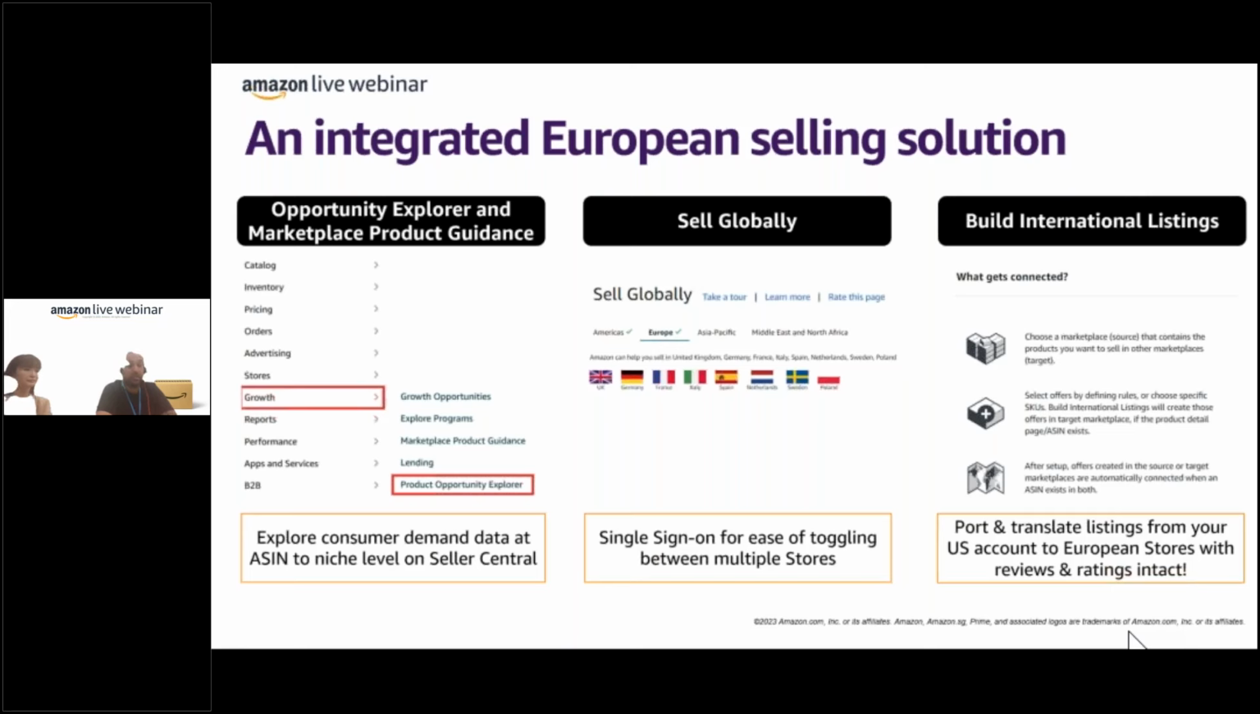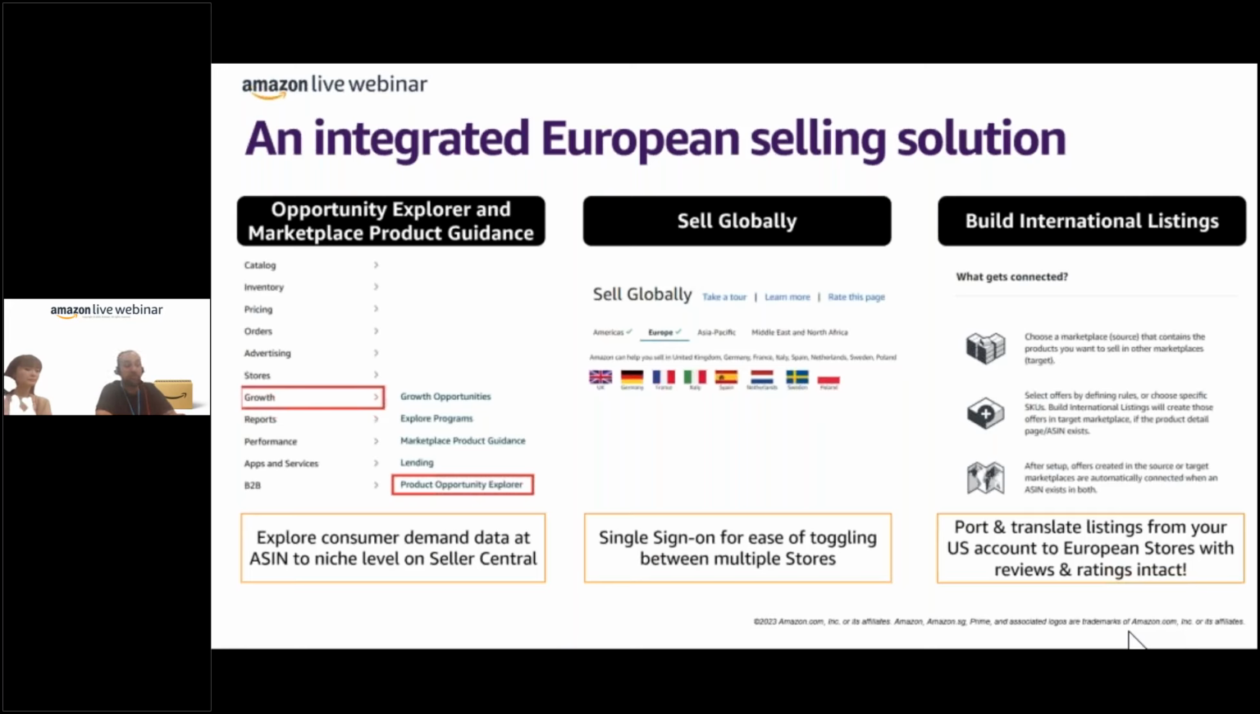Secondly, with Amazon Global Selling, you can reach hundreds of millions of new customers. List and sell your products on any of our stores in Europe. Thirdly, with BIL, Build International Listings, you're able to list your products just once and then sell in all 6 Europe stores in their specific languages. The best part is that your reviews and ratings can also be ported over to EU UK listings.